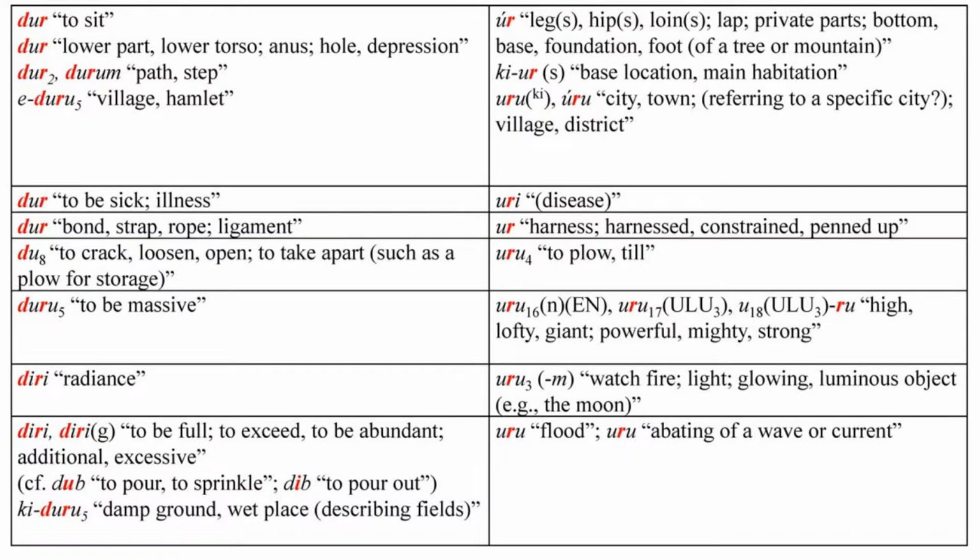There's a second form of the word where the D is dropped, and you're just left with legs, hips, lap, private parts, bottom, base, foundation. It gives birth to Ki, meaning base, location, main habitation. In other words, a village, a hamlet, or Uru, or Iri, is the Emi-gur variant of the word, meaning city, town, village, or district, right? So this is brought up because you have to know how the consonants were lost in Sumerian, and how this adds to the argument.